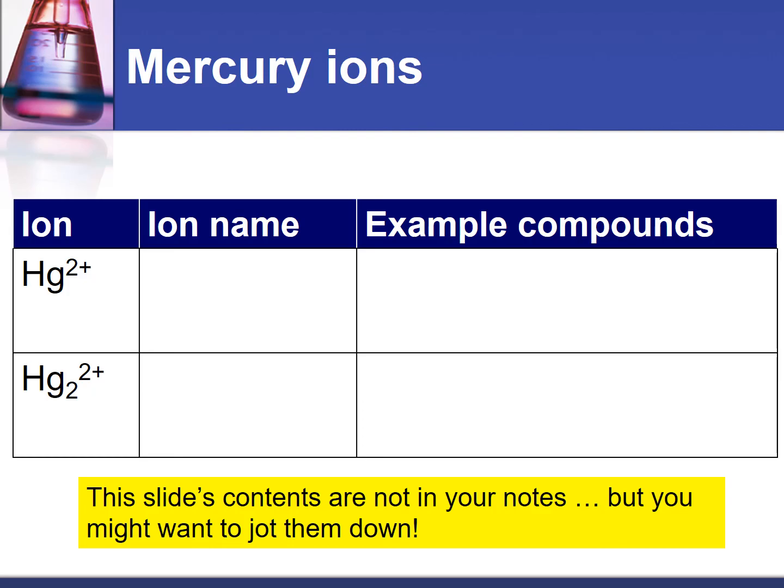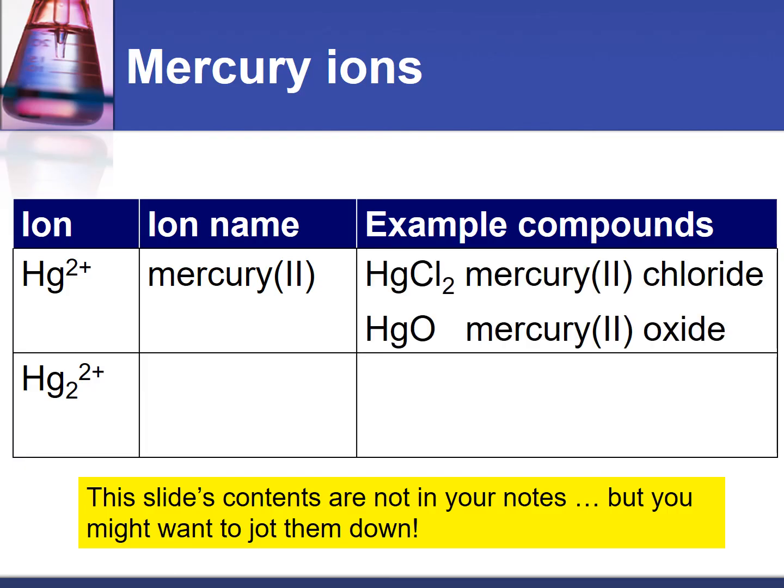Here are some examples. Again, Hg with a +2 charge is called mercury 2, written with the Roman numeral 2 after the name mercury. Formulas include things like HgCl2. The Cl chloride has a -1 charge, so you need two of them to neutralize the +2 charge. You only need one oxide, which is a -2, to neutralize the mercury 2.